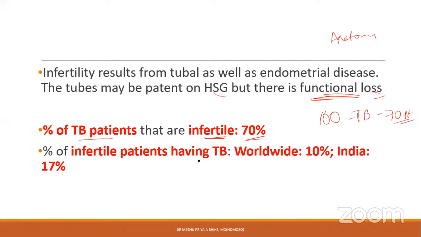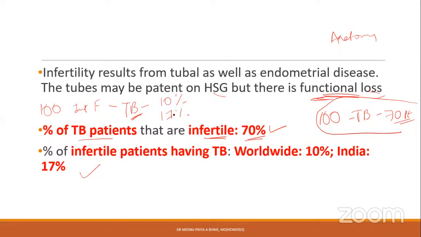Now, percentage of infertile patients. Now 100 infertile females are there. Among these 100 females, how many have TB? So you have to remember, always don't get confused. This is a different criteria. In 100 infertile females, how many have TB? Worldwide, 10 females will have, that is 10%. But in India it is 17%. 17 females will have TB. So don't get confused about the percentage here.